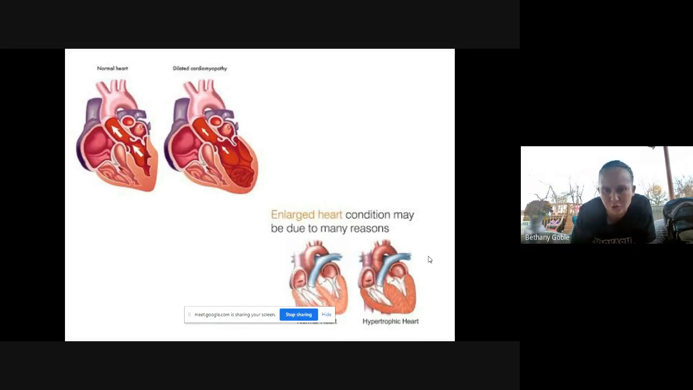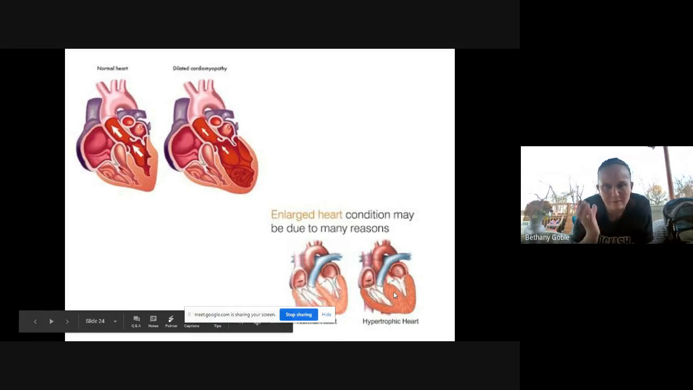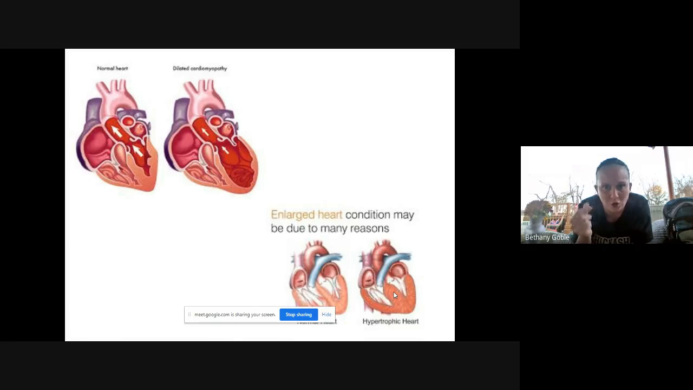If your muscle walls are too thick, like it's showing you down here, those chambers are too small. So you can't fill up enough blood. So it's going to take your heart more beats just to fill up enough to get it to your body. So if your heart has to do extra hard work, eventually it could have a heart attack, right?